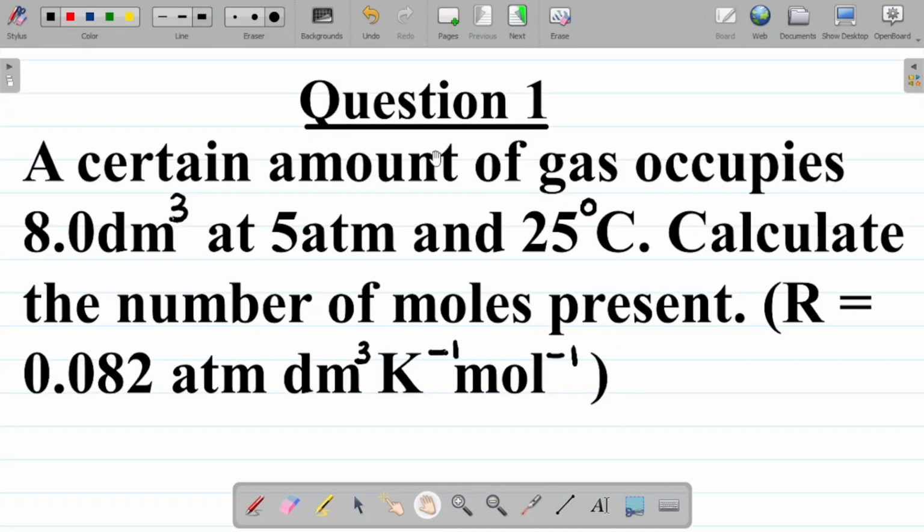Let's look at question 1 here. Question 1 says a certain amount of gas occupies 8.0 dm³ at 5 atmosphere and 225 degrees Celsius. Calculate the number of moles present. Okay, how do you solve this?